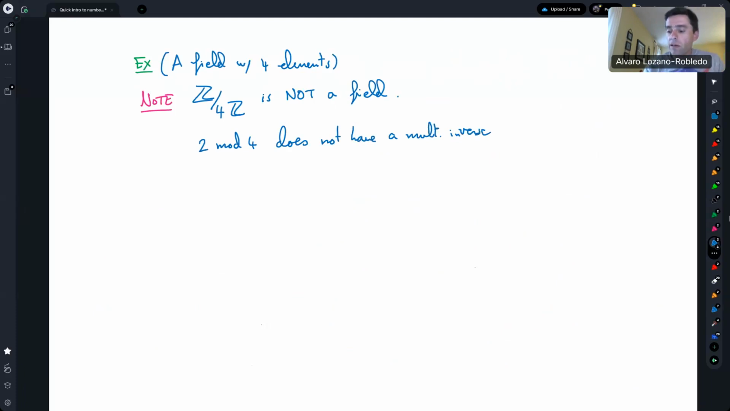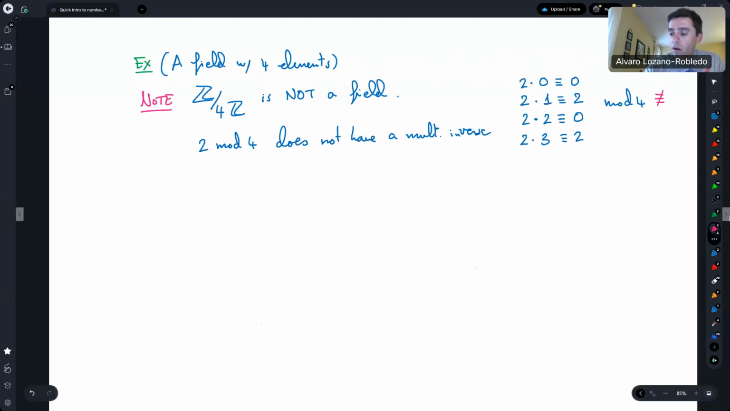Let's check that. What happens if I do 2 times 0, I get 0, 2 times 1, I get 2, 2 times 2, I get 4, which is 0 mod 4, and 2 times 3, I get 6, which is 2 mod 4. So these are all mod 4, and none of them are 1. So there is no multiplicative inverse. None of 0, 1, 2, or 3 work to multiply by 2 and get 1. So this is not a field.